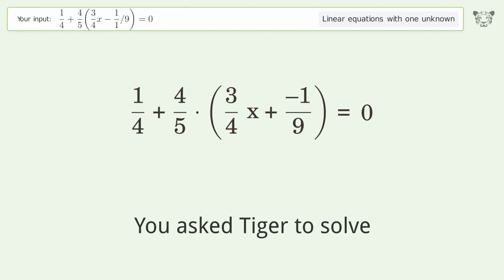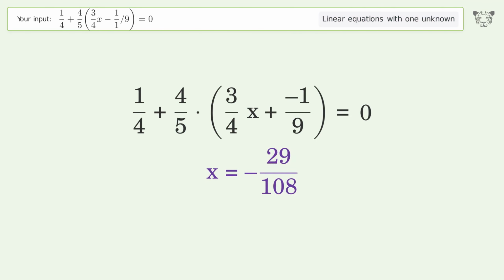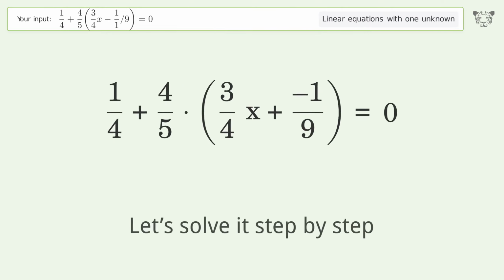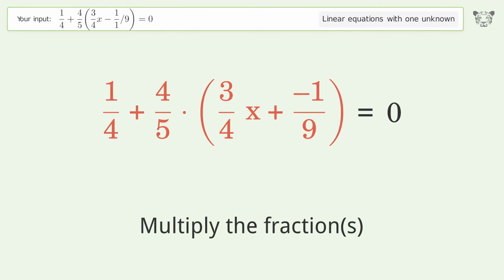You ask Tiger to solve. This deals with linear equations with one unknown. The final result is x equals -29/108. Let's solve it step by step. Simplify the expression. Multiply the fractions.